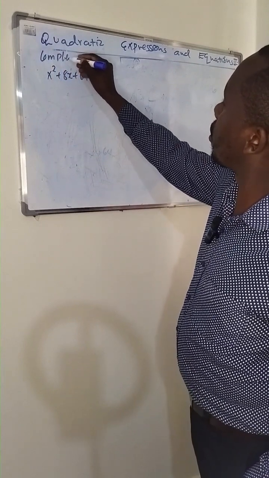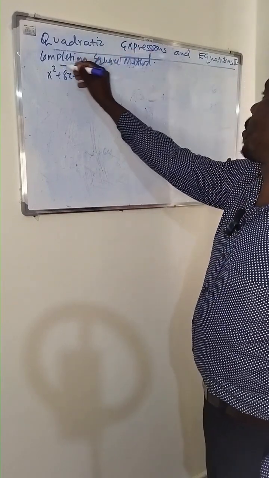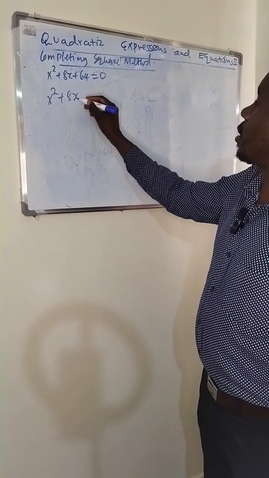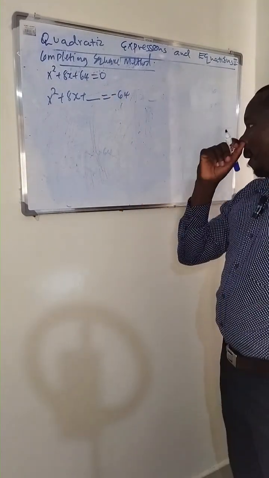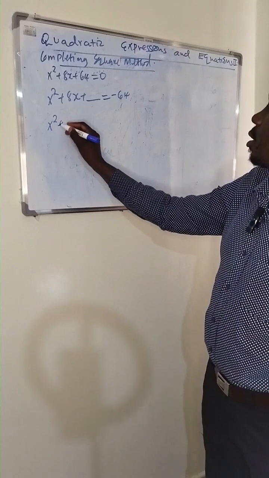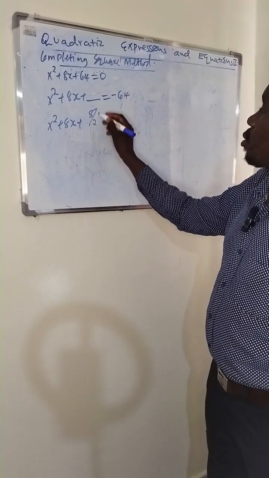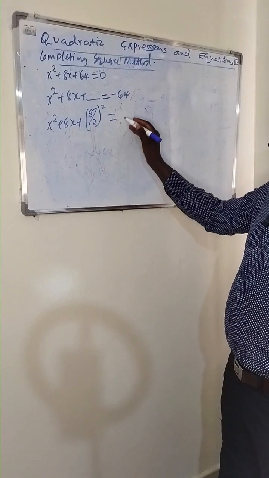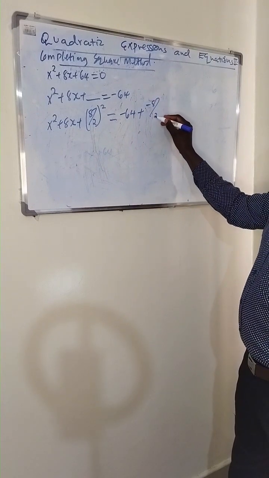So, completing square method. The first step is to take c to the other side. So you have x squared plus 8x plus dash, since we are taking 64 to the other side, is equal to minus 64. After taking 64 to the other side, we now look for the value of c. So we have x squared plus 8x plus, now c will be b over 2 squared. So b is 8, over 2 squared is equal to. So we will take it to the other side. We are going to have minus 64 plus, you add the same thing, so 8 over 2 squared.